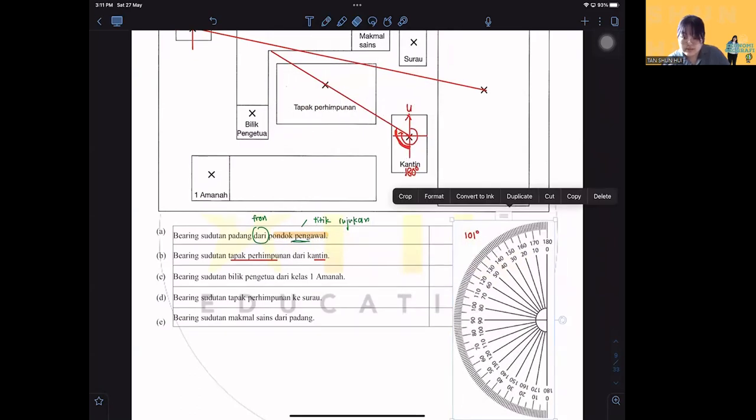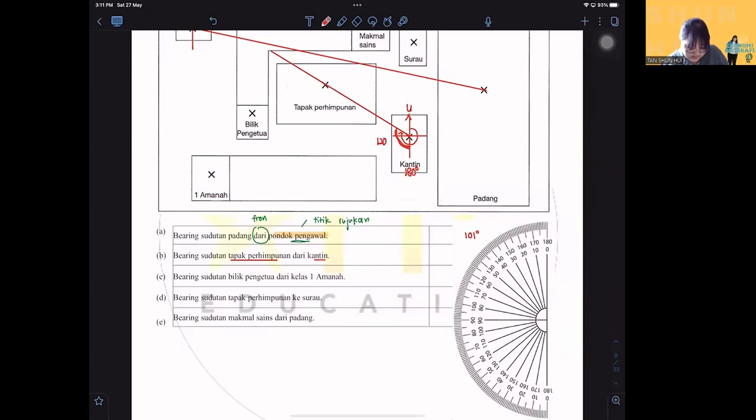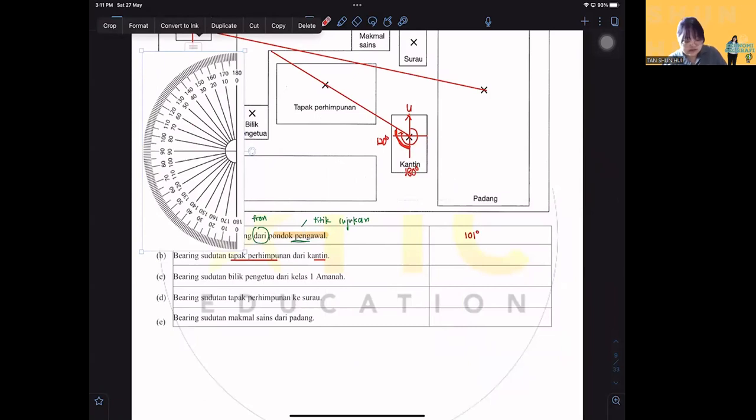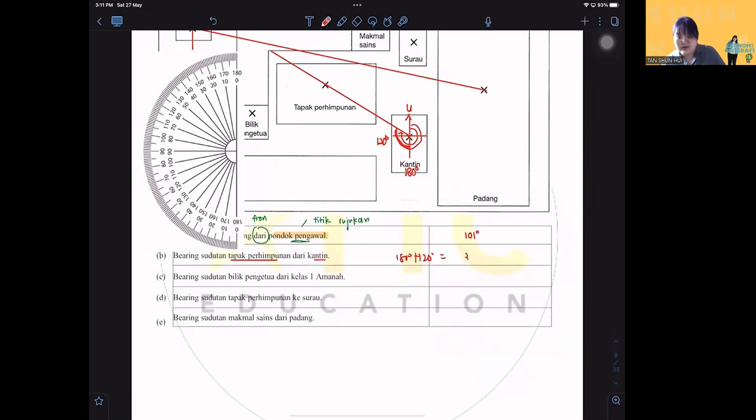You will get 120. Yes, 120 here. But if you write 120, then you are wrong. Why? Because you need the whole circle, right? So your answer will be what? 180 plus 120, you get? 300.